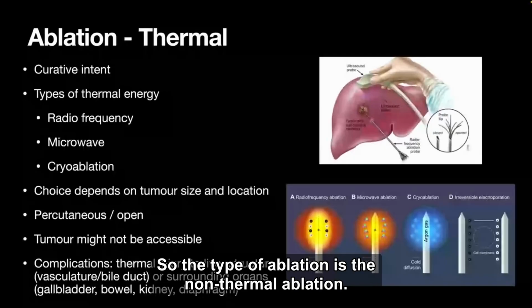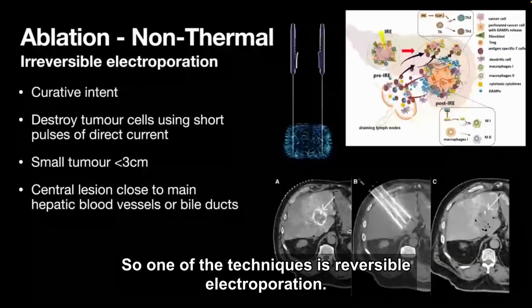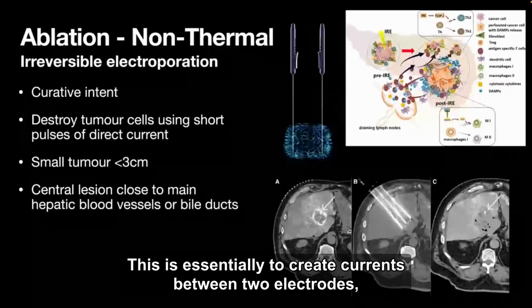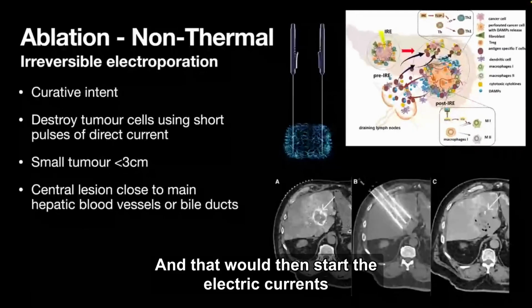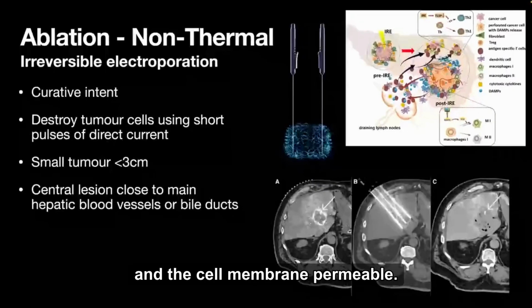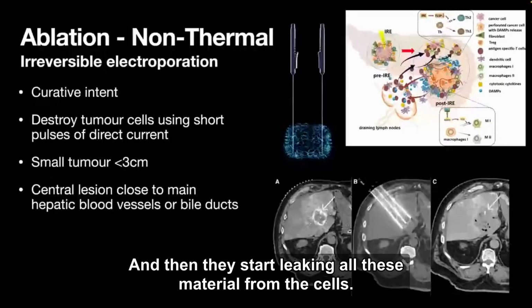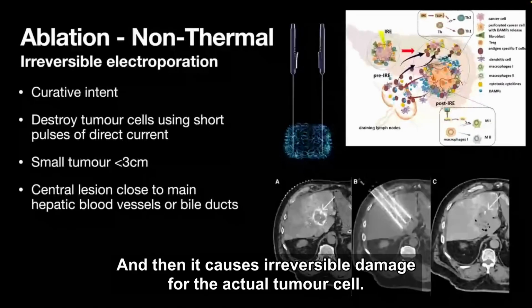The other type of ablation is non-thermal ablation. One of the techniques is irreversible electroporation. This essentially creates currents between two electrodes, which we insert around the lesion, and that starts the electric currents and makes the cell membrane permeable, and then they start leaking material from the cells, and then it causes irreversible damage to the actual tumor cell.